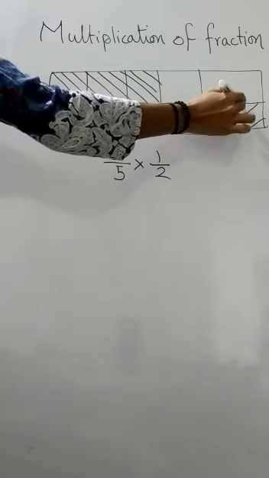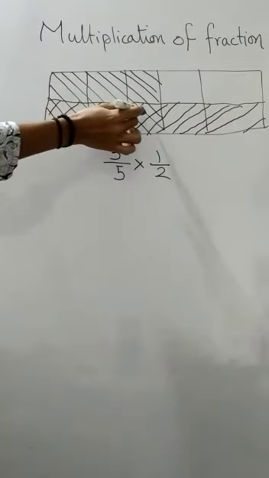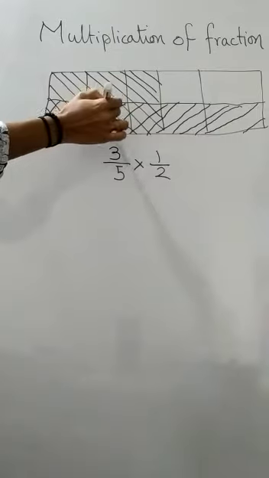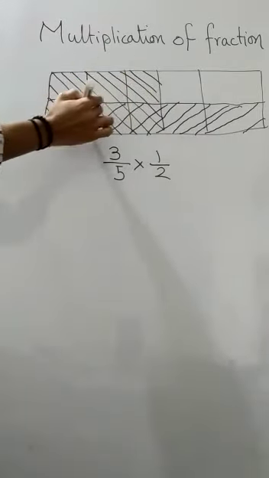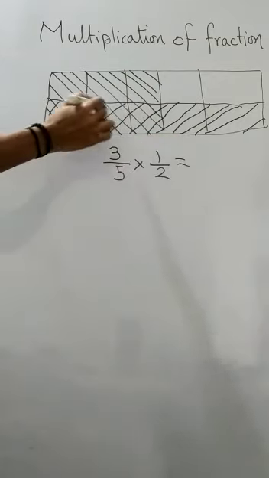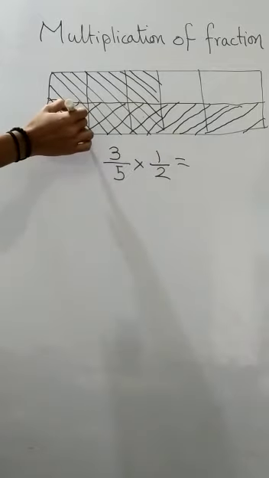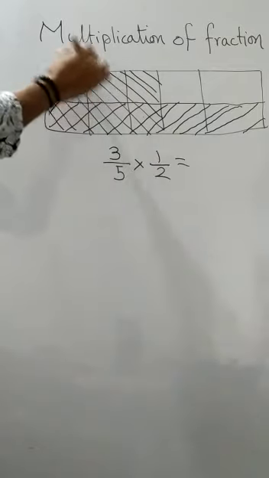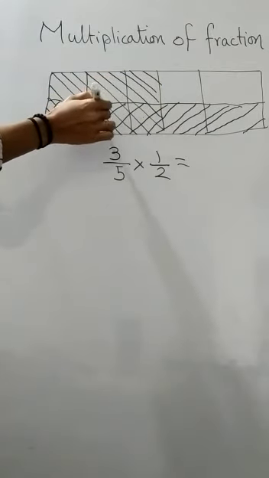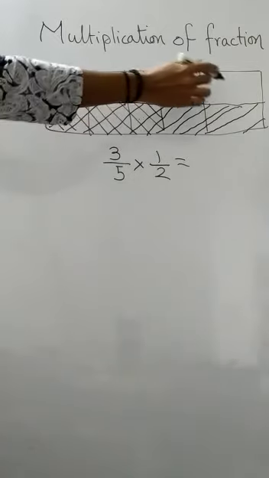Now in this diagram, these 3 which have both slanting lines together, that is this way and this way, like checks, these 3 will be the answer to this multiplication. What is that? You are multiplying 3 by 5 by half, so this is what you will get.